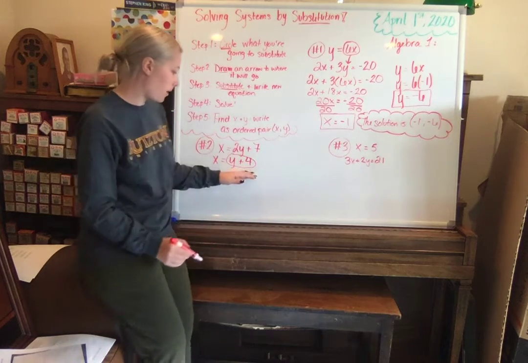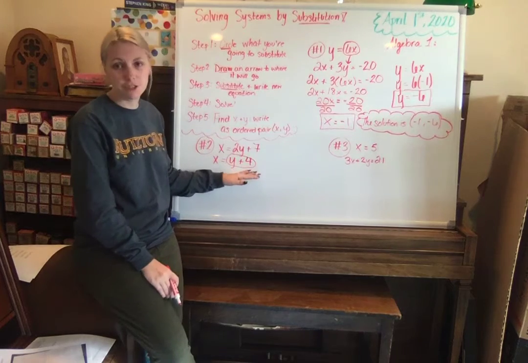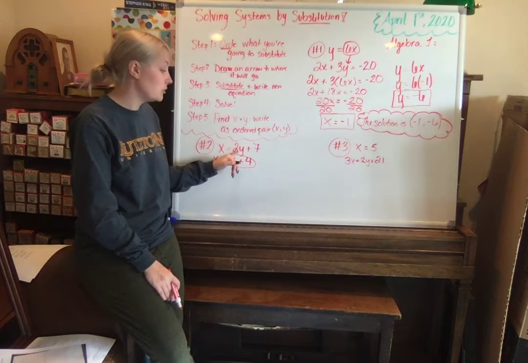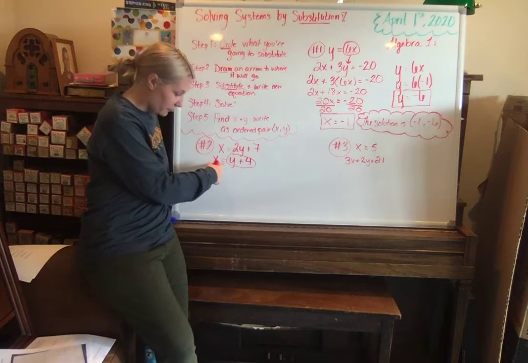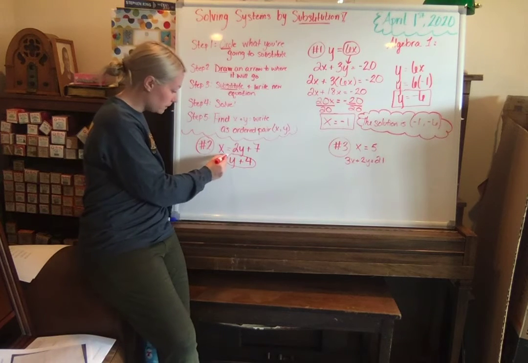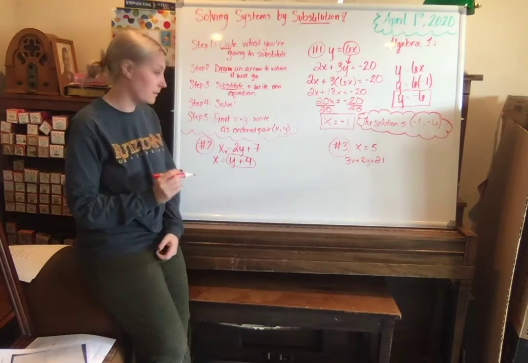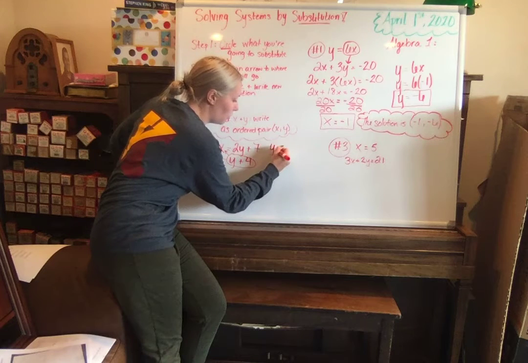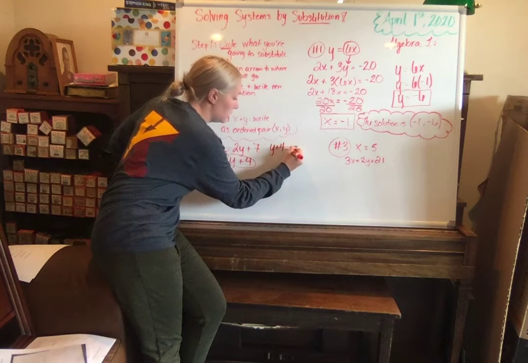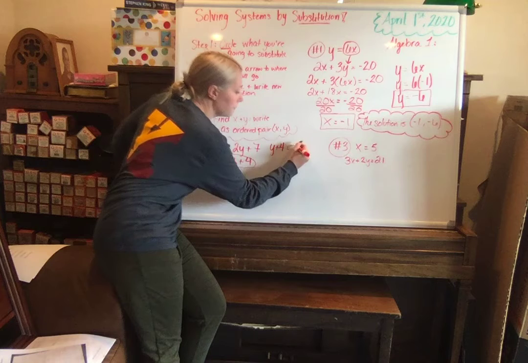I'm going to take this whole bottom part, just because I think it's easier taking y plus 4 than taking 2 times y plus 7. And it's saying that x equals y plus 4. So I'm going to substitute this y plus 4 in for that x right there. So my new equation is going to look like this. I'm going to have y plus 4 equals this 2y plus 7.